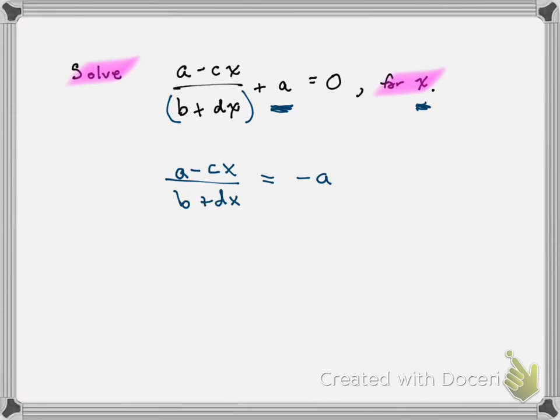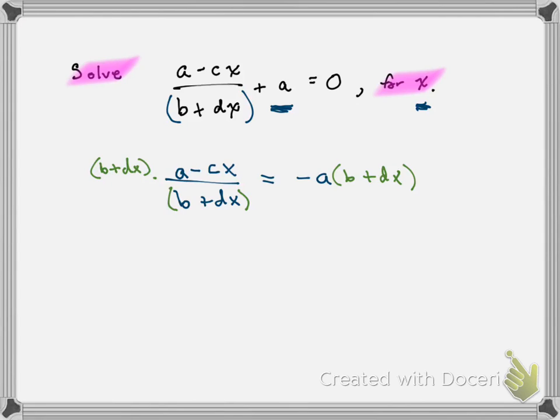I'm going to change colors here. At this point we can multiply through by that denominator, which is a quantity. We've got to multiply by the entire quantity. And whatever I do to the left, I have to do to the right. So I'll multiply by the quantity b plus dx.